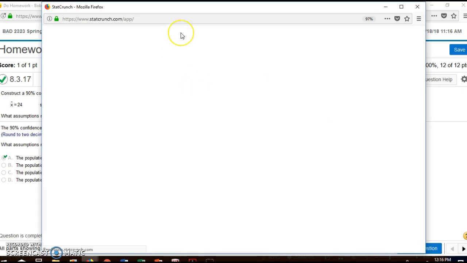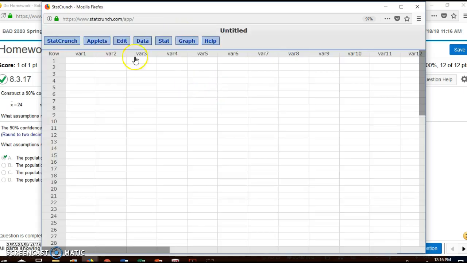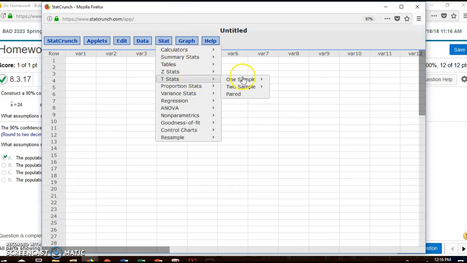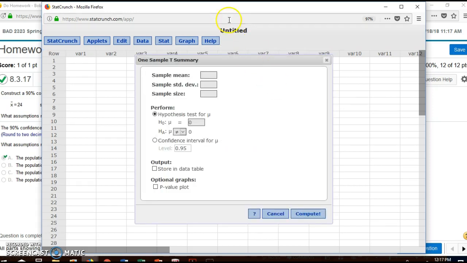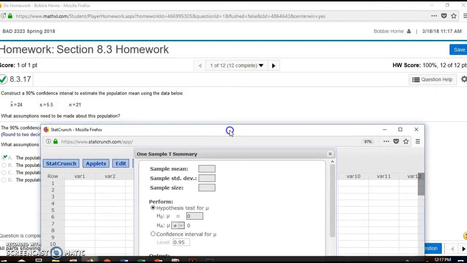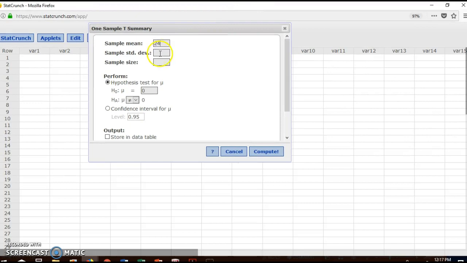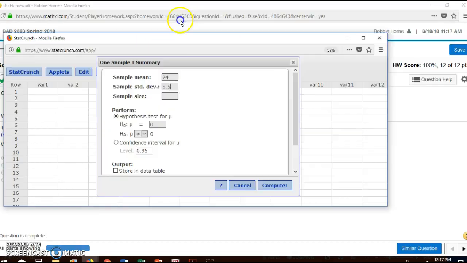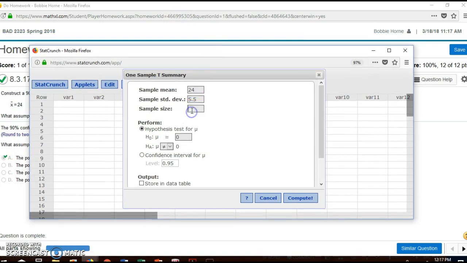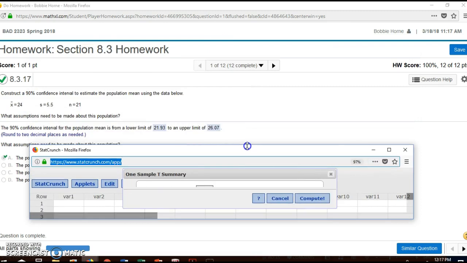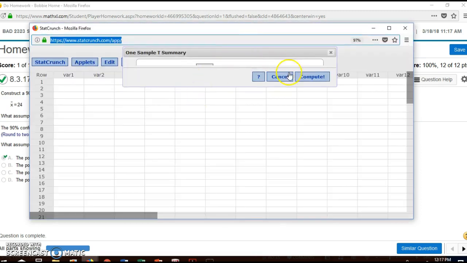If they don't provide you the table, you can use StatCrunch if you know everything needed to fill the information in. Go to T-Stats, one sample with summary, and then you fill in everything. We can see in our problem the sample mean is 24, standard deviation is 5.5, and sample size was 21, and we want the confidence interval of 90%.